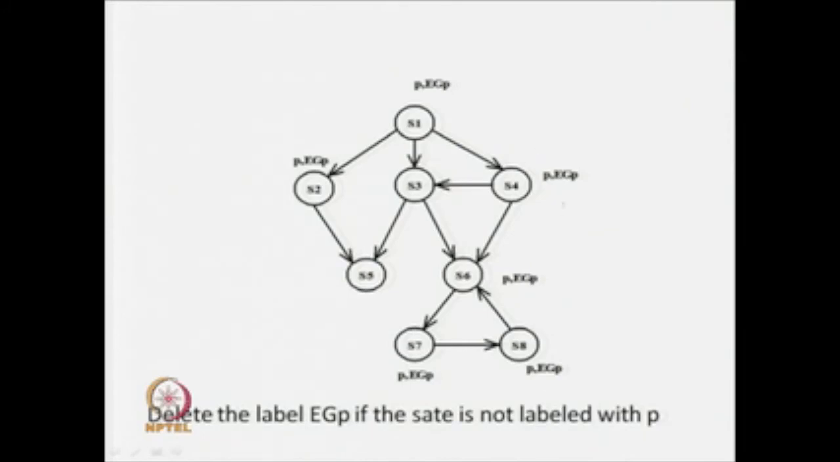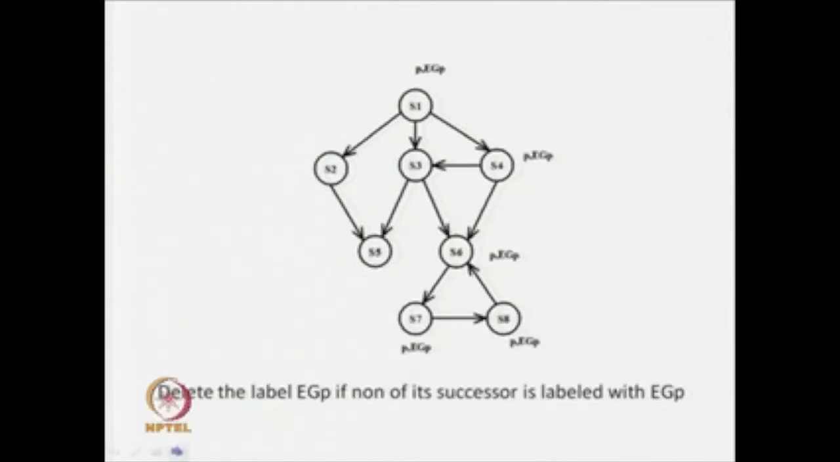So, one of the successors is labeled with E g p, but when we come to S 2, it has only one successor, S 5, which is not labeled with E g p. That means now we are going to remove E g p from S 2. So, we are removing it, that is, deleting the label E g p if none of its successors is labeled with E g p. Then again I am going to repeat these things, and since we are removing it, now S 1 may be a potential candidate.